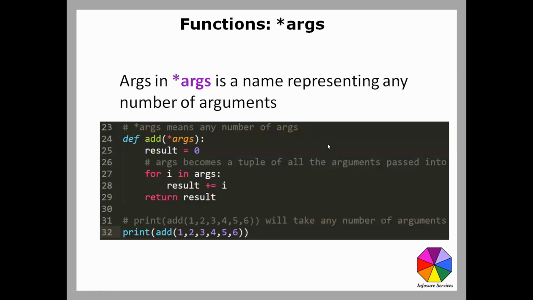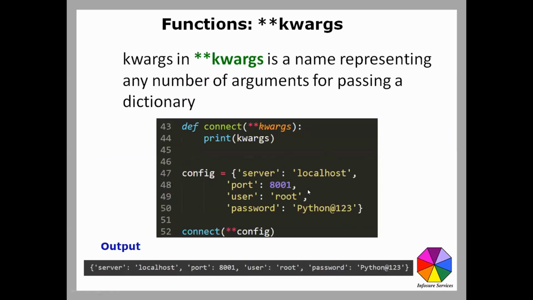Here is an example. We looked at this example for the star args. Here is another example for the keyword args. What we are seeing here is def connect, a simple example for connecting.